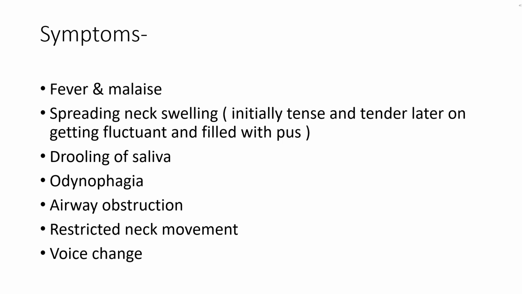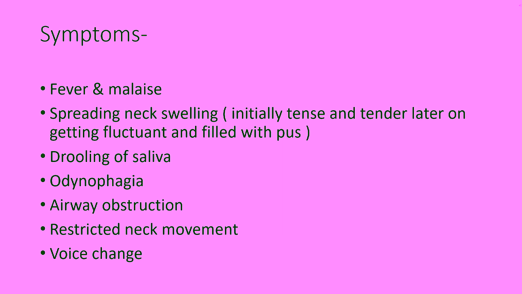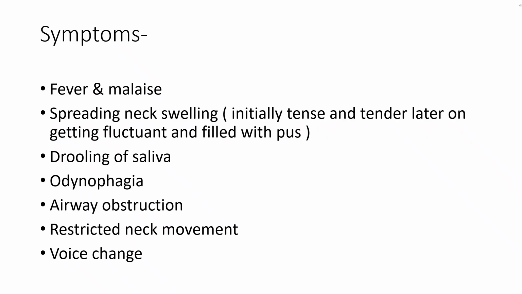So, what about neck swelling? Initially, in the cases of Ludwig's angina, the neck swelling will be tense and tender. It will be firm and indurated. So why is it there? Because there will be cellulitis in the initial stages. Later on, when it develops into pus, then it will be a fluctuant soft swelling. So that is the course of development of neck swelling in Ludwig's angina.